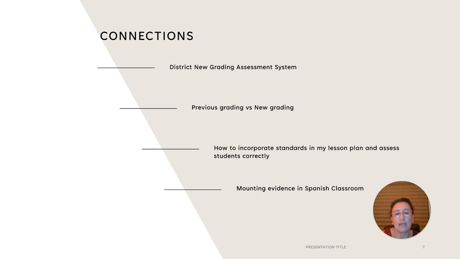So the previous grading and the new grading, something that I noticed in the book is that they have the 0 to 4 system, the one that we're having right now, and the way that they apply it. At this point, I'm still learning if we can put 3.5 or 3.25, but so far it was really good to know how to measure those standards for the new system. Then how to incorporate standards in my lesson plan and assess students correctly, and mounting evidence in a Spanish classroom.